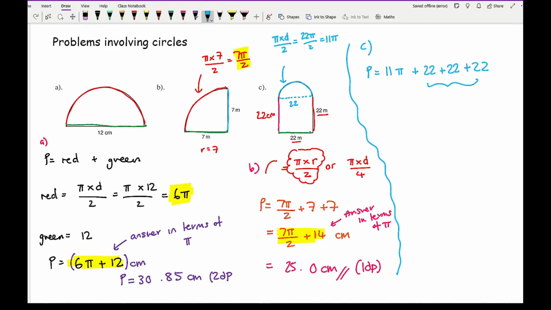Now if I join those three numbers together, I get 66. So it's going to be 11 pi plus 66 centimeters. And that is the perimeter of the shape in terms of pi. So that there is the answer in terms of pi. However, if I wanted a decimal answer, all I need to do is simply type that into my calculator. So 11 pi plus 66 gives me an answer of 100.6 centimeters, and that's to 1 decimal place.